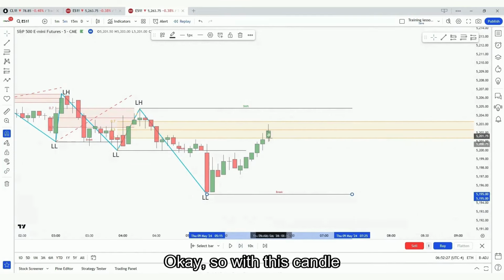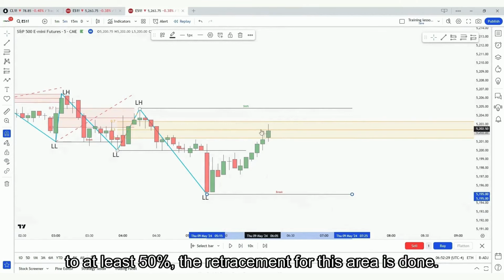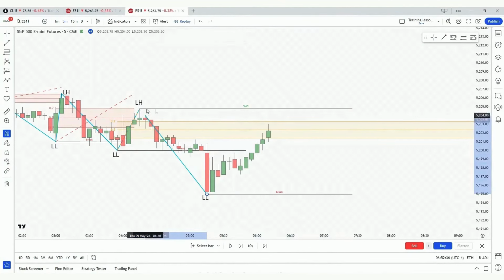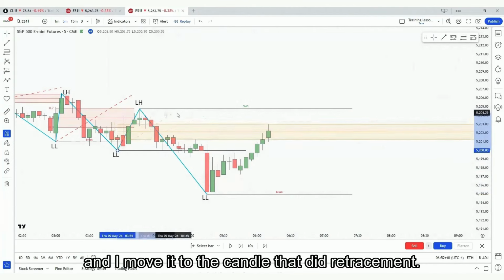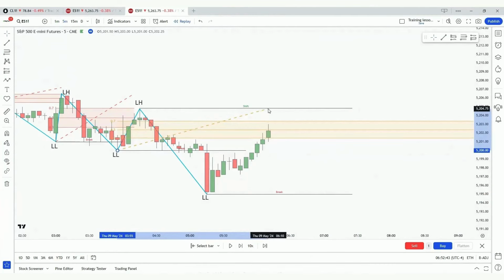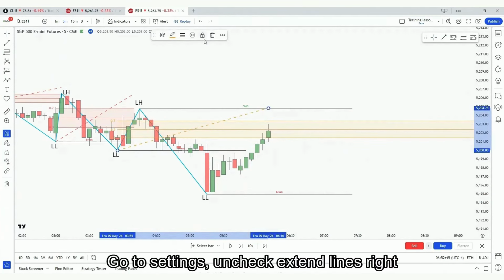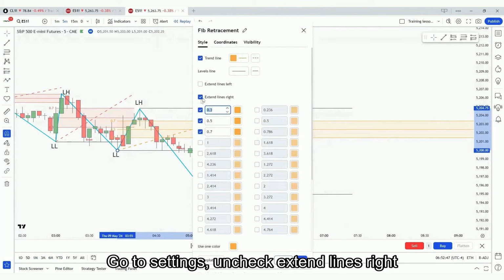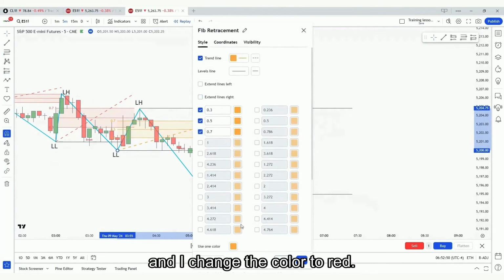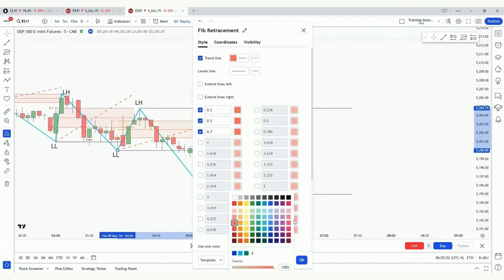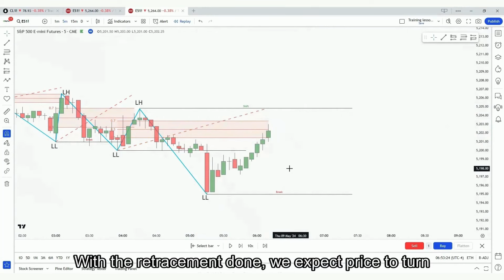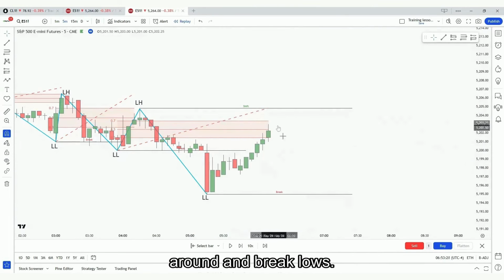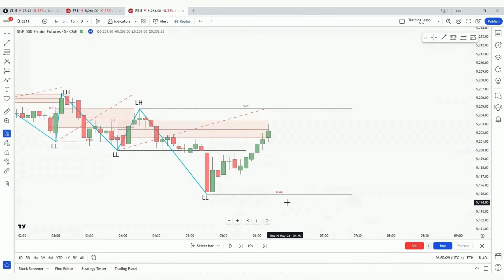Break the downside. Next candle, okay. So with this candle to at least the 50%, the retracement for this area is done. So I select the Fibonacci and I move it to the candle that did retracement. Go to settings, uncheck extend lines right, and I change the color to red. With the retracement done, we expect price to turn around and break the lows. Let's see.